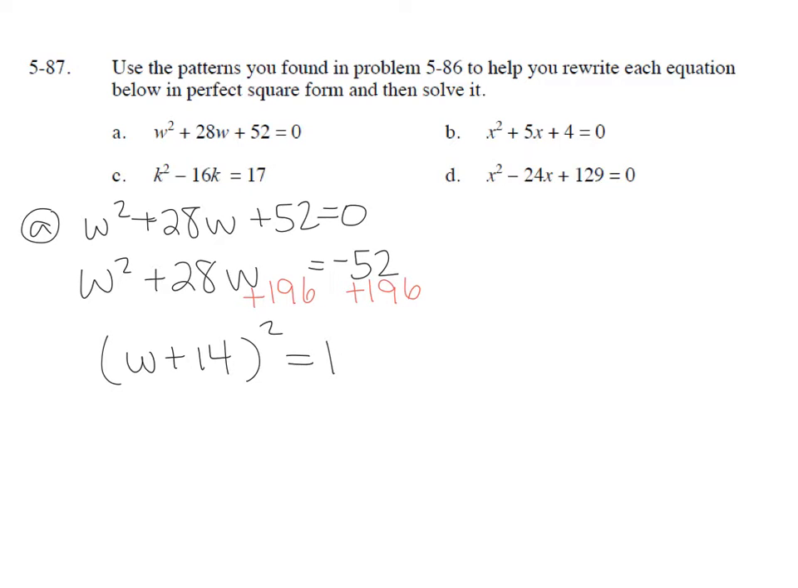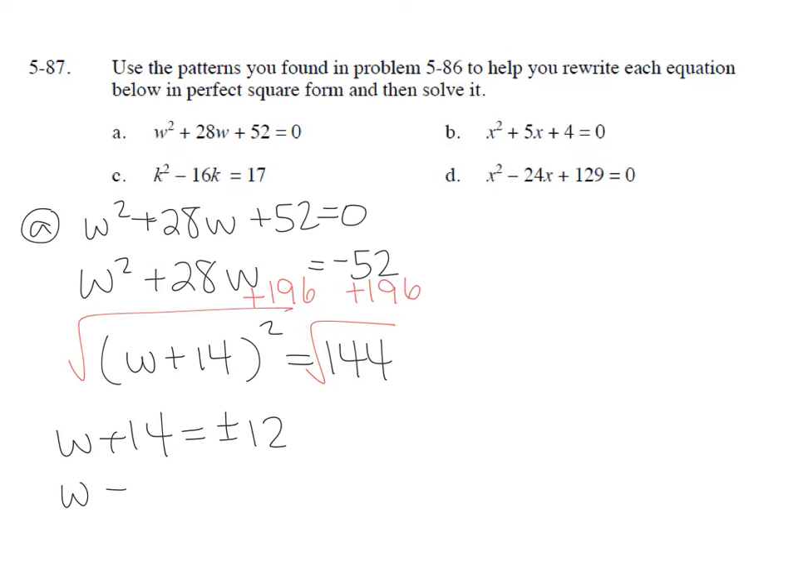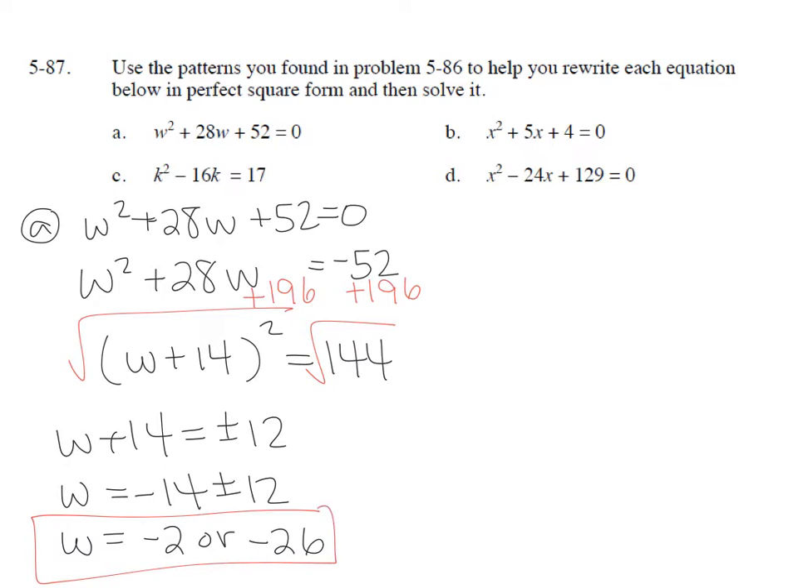196 minus 52 is 144. Divide both sides by 2. And we get w plus 14 is equal to plus or minus 12. That's nice. So w, I'm subtracting 14 from both sides. Negative 14 plus or minus 12 here. And so w is going to be equal to negative 12 plus 14, that's negative 2, or negative 14 minus 12, which is negative 26. So that's our answer for part A.